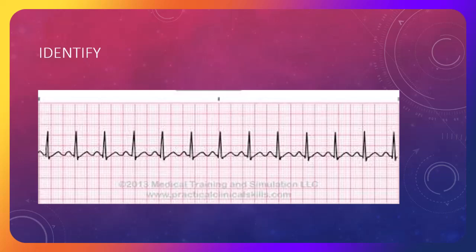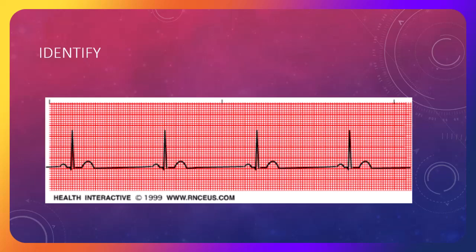Everything's normal. We got a P wave. It's upright. All the P waves look the same. Got a P wave for every QRS. Got a QRS for a P wave. PR interval looks normal. QRS looks normal. What's that rhythm? Sinus bradycardia. Okay. Sinus bradycardia.